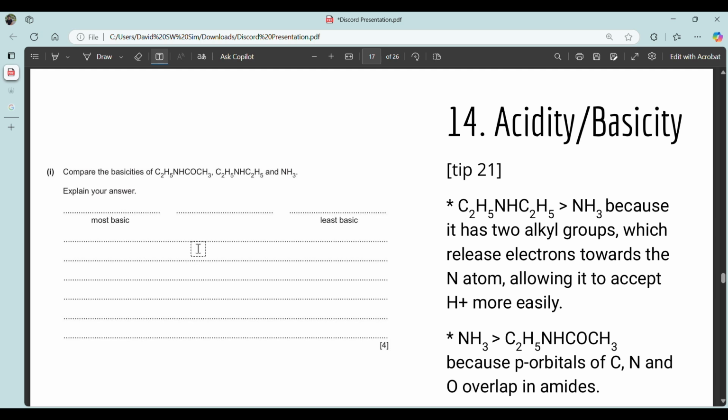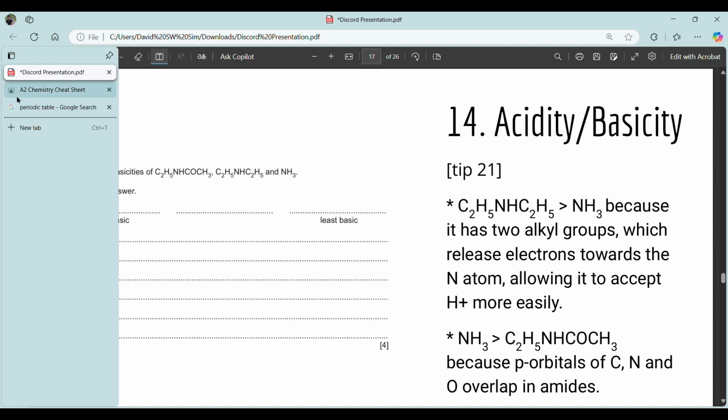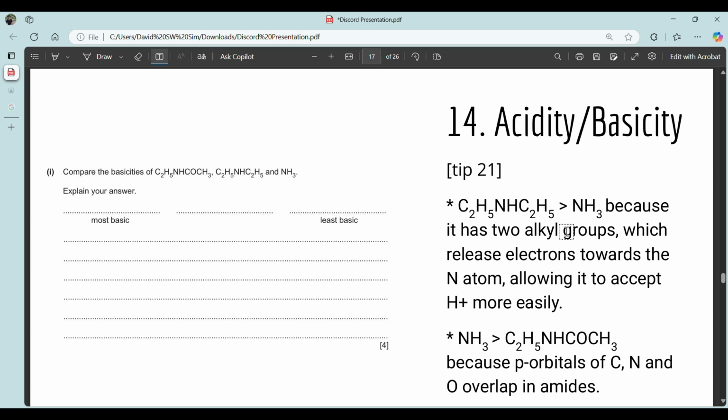First off, we have to start by thinking about what a base is. A base is something that accepts H+ ions, so it must be something that is electronegative. That's why it can accept positive H+. So here we can say that C2H5NH2 is a stronger base than NH3. Why? Because the C2H5 groups here are electron releasing, so they release electrons towards the N atom. It causes it to be more negative, so it accepts the H+ more easily.